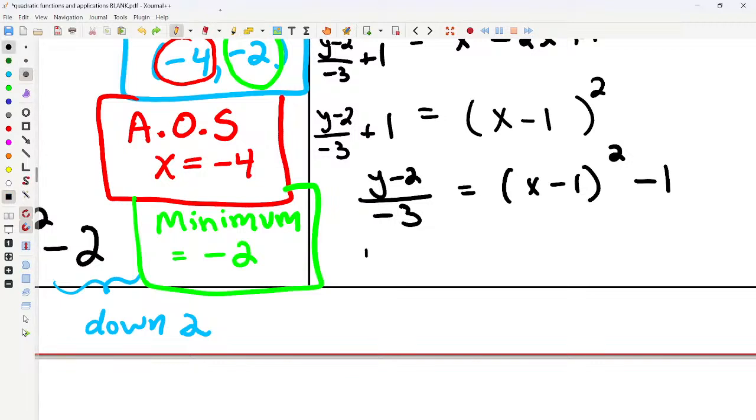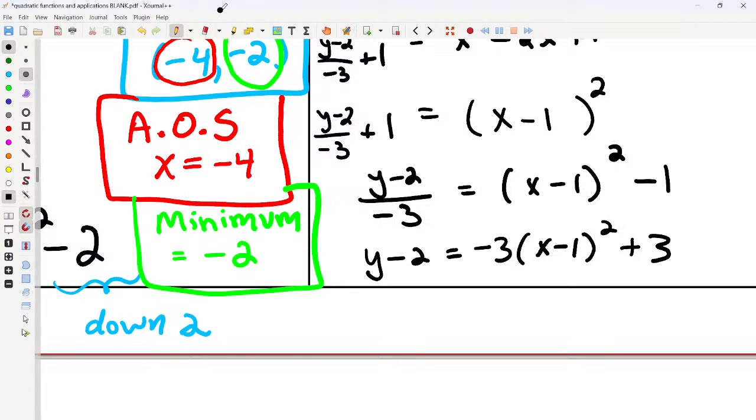So multiplying by -3, smack it right there. And to this term. Lastly, adding 2. And now that I think I figured this out, let's look at it, check my work.